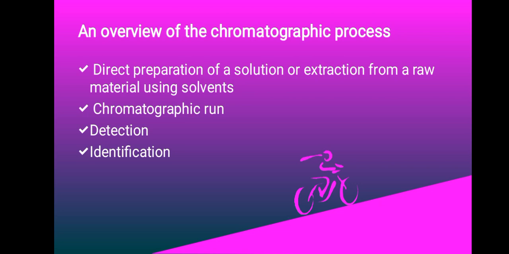I want to look at an overview of a chromatographic process. In this, we have direct preparation of a solution and extraction from a raw material using solvents, followed by a chromatographic run. Then we have detection, followed by identification. Detection on paper chromatography or even thin layer chromatography may require exposure to UV rays, which makes the spots of interest fluoresce, or spraying with a chemical reagent, which will color them.